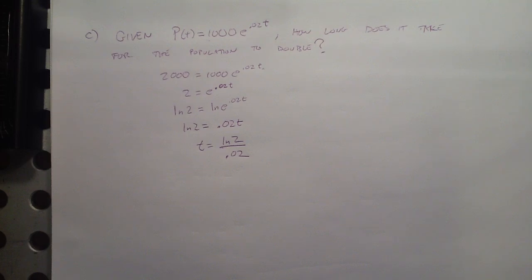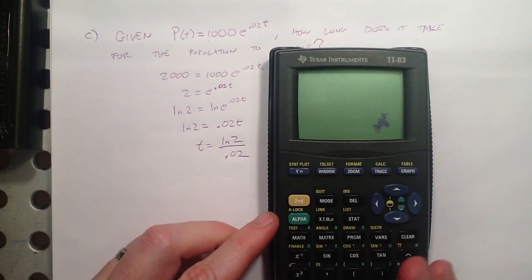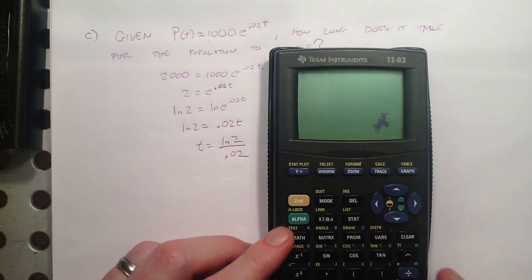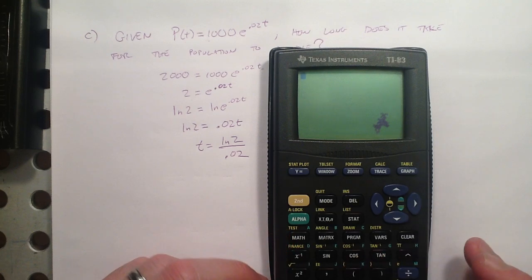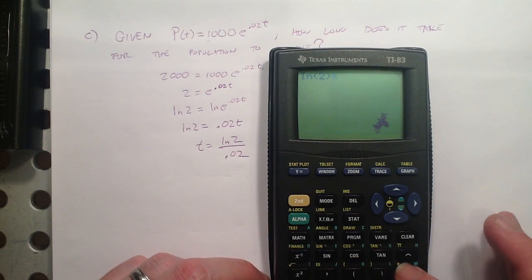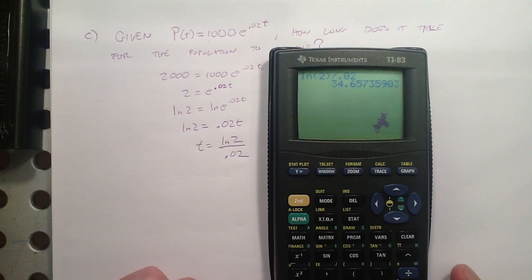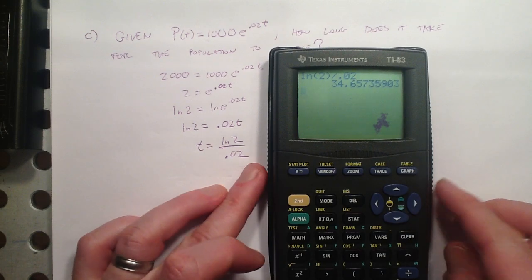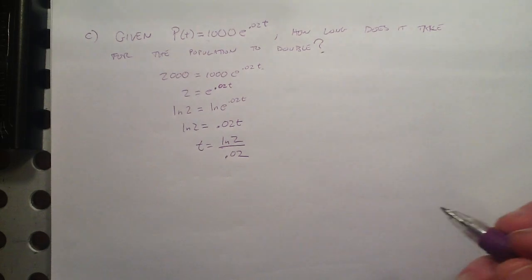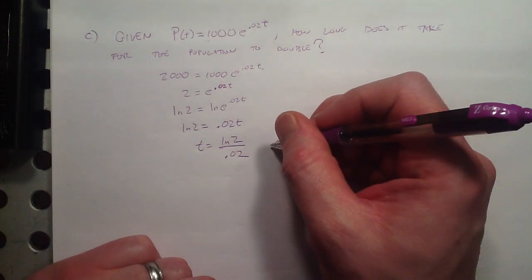And you can put that in your calculator and see what that is. My calculator, oh no, there it is. Thought it was out of reach. It's right here. So let's just go ahead and do that. Natural log of 2 divided by 0.02. So it takes about 34.7 years, assuming that our time is in years.